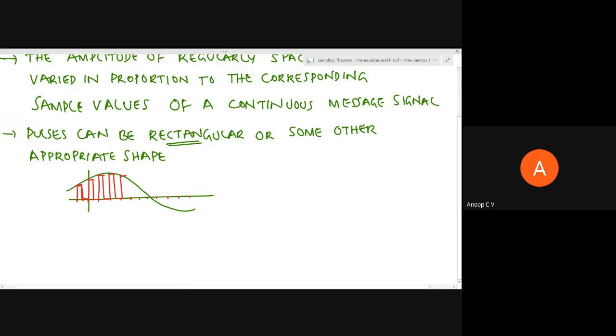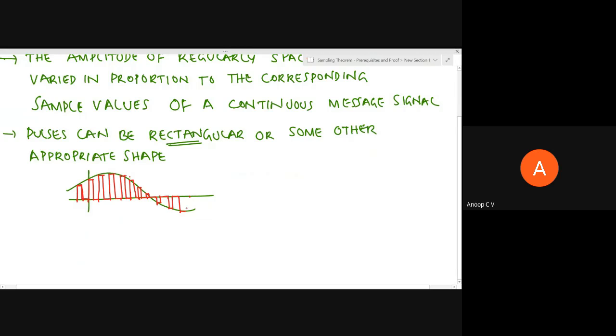So I'm just drawing it here, so you can see. I would like you to differentiate this from the ideal or instantaneous sampling, from the natural sampling. I'll just tell you what is natural sampling. So this is what is pulse amplitude modulation.